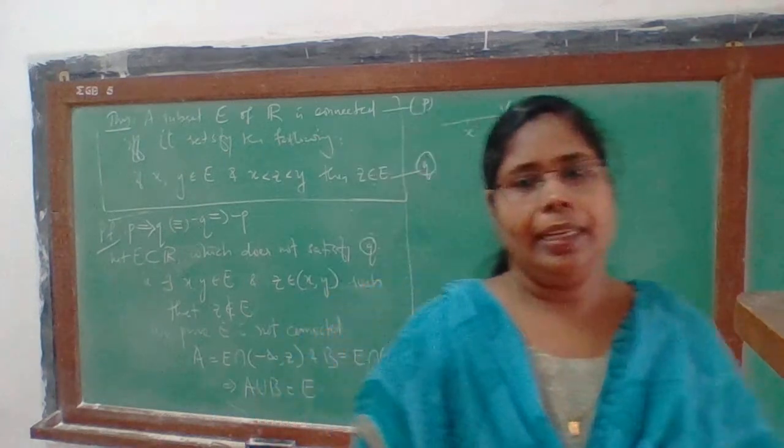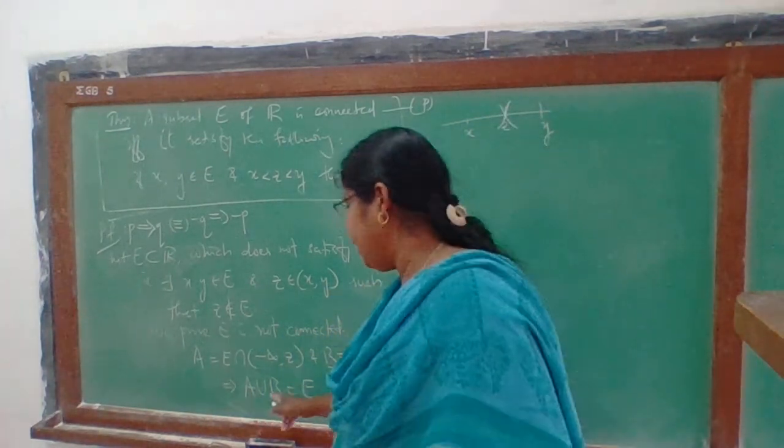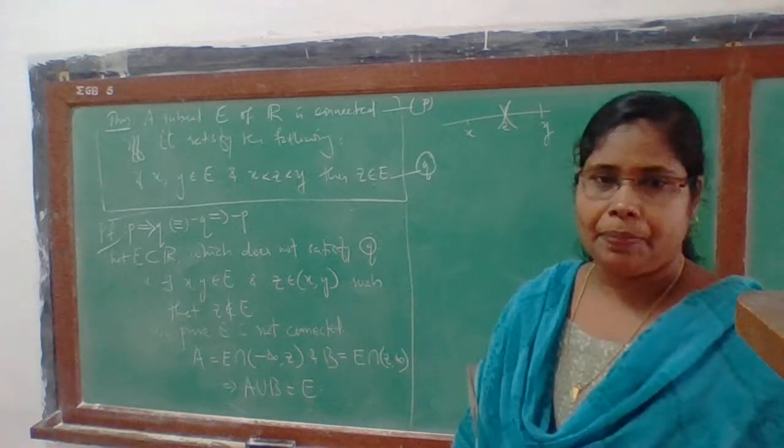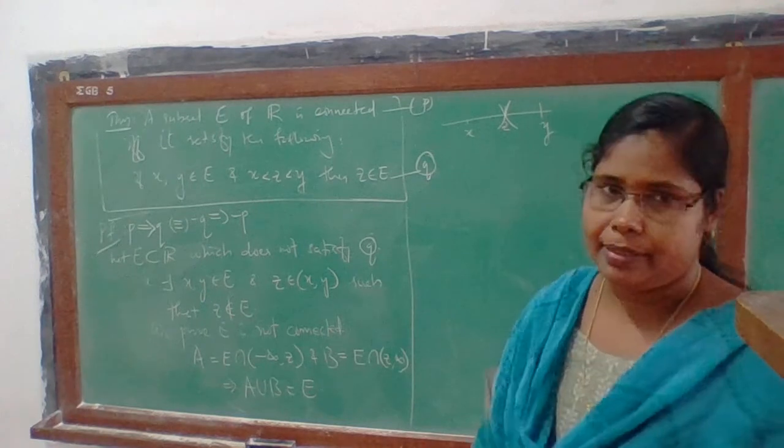Now we prove that A and B are separated sets. Then E is the union of two non-empty separated sets.